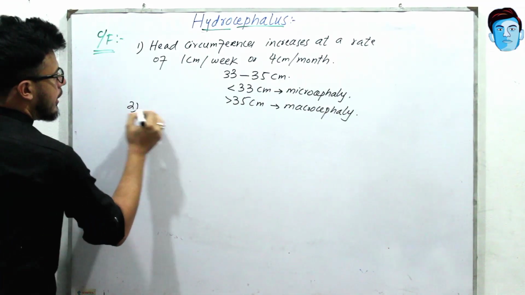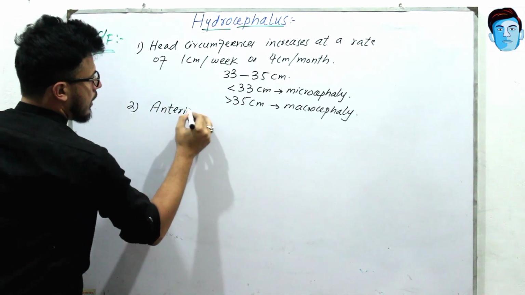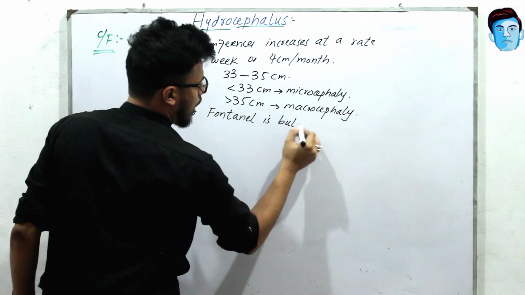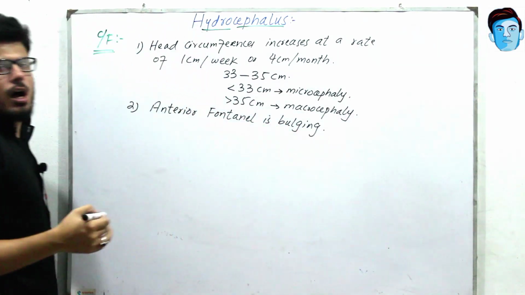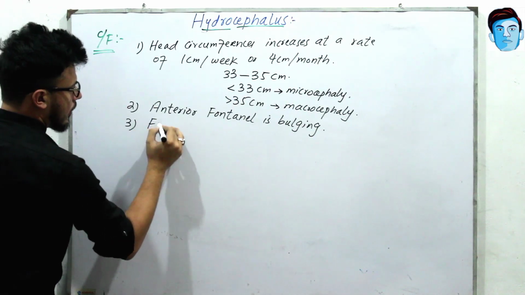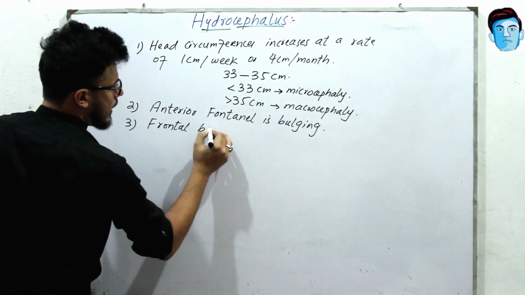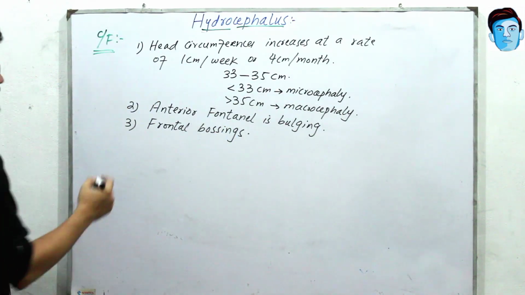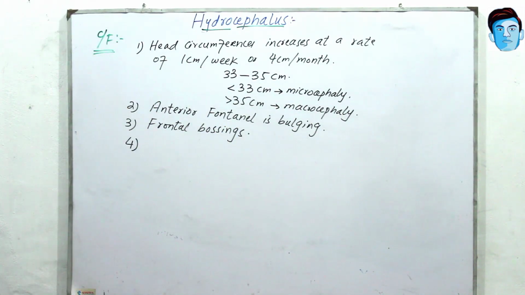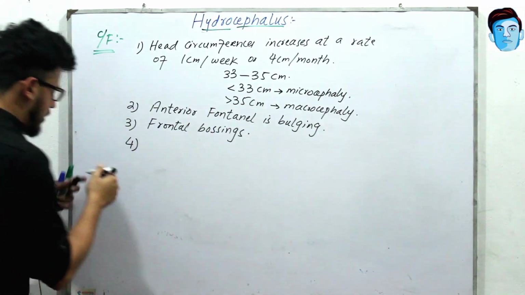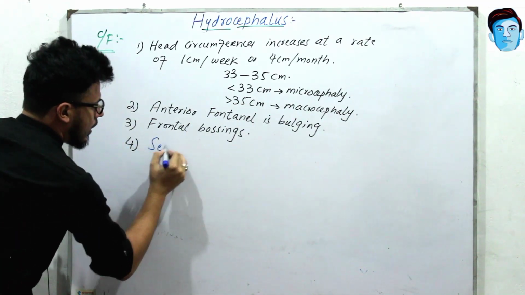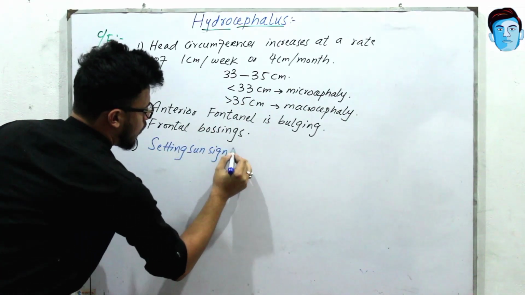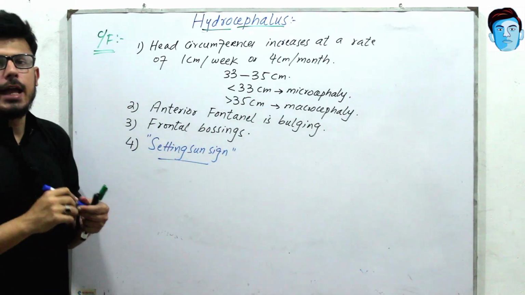Secondly, the anterior fontanelle is bulging. There is also frontal bossing, and there is setting sun sign. Now what does it mean? It means upward gaze paresis.